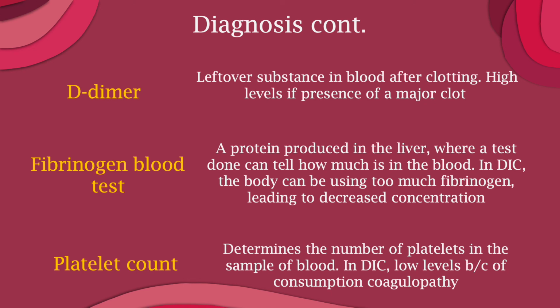Continuing with the diagnosis, there are 3 more tests. The D-dimer is a leftover substance in the blood after clotting, and the test can see if there are high levels of D-dimer, which is an indicator of a major clot. Fibrinogen is a protein produced in the liver, where a test can tell how much is in the blood. In DIC, the body can be using too much fibrinogen, leading to decreased concentration in the test, and the patient actually did have decreased fibrinogen.